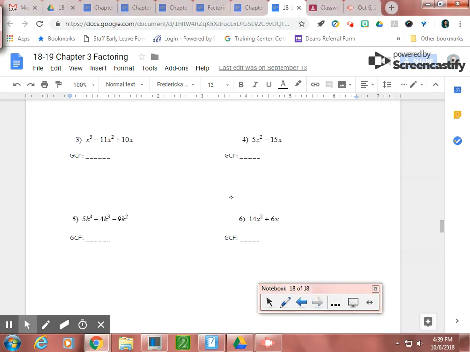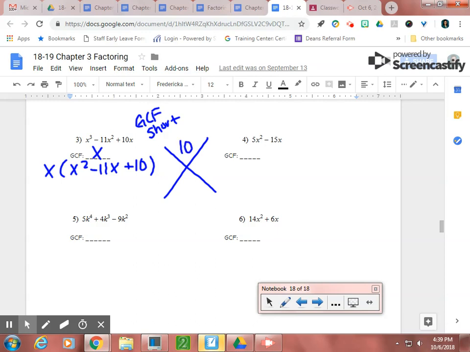Okay, next one. Is there a greatest common factor in this? Well, yeah, they all have an x that you can take out. So I have x squared minus 11x plus 10. So now when I look at this, I say, okay, can I do anything with stuff inside the parentheses? My a value is 1, so I'm going greatest common factor, and then I'm going short method. So what multiplies to 10 that adds to -11, what's going to do that is -10 and -1.